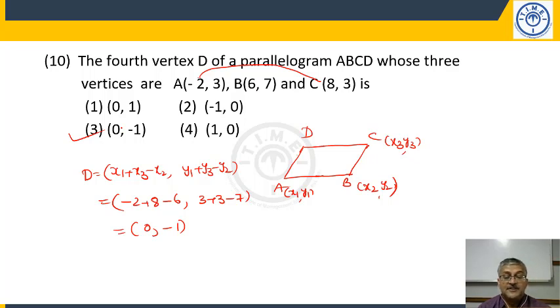Okay, so these are the few questions on coordinate geometry which appeared in TS ICET 2020 and 2021. Okay, thank you.